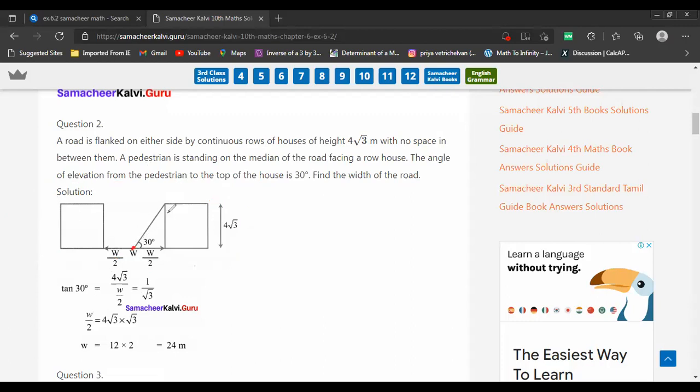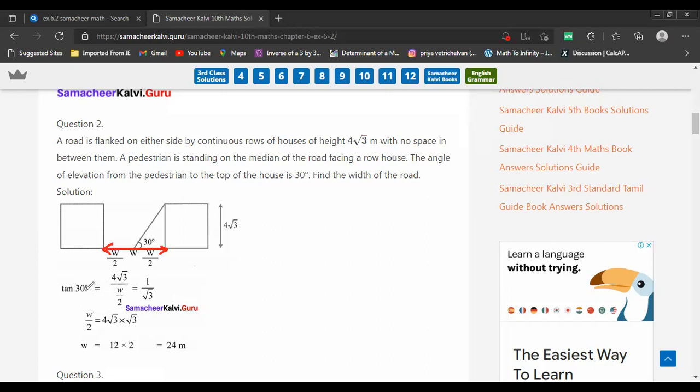Imagine you're standing here. If you're looking at the top of the house, the angle of elevation will be 30 degree. They gave it in the question already. They're asking about the width of the road, which means they're asking about the distance between the opposite houses. I hope the diagram is clear. So they're taking this distance as the width. And in case you're standing at the midpoint, you can assume this is W by 2 and this is W by 2. So we have to find the width now. We need to find this one.